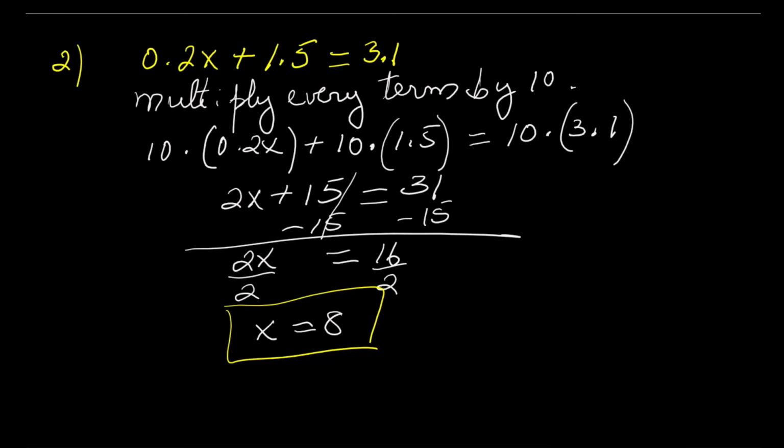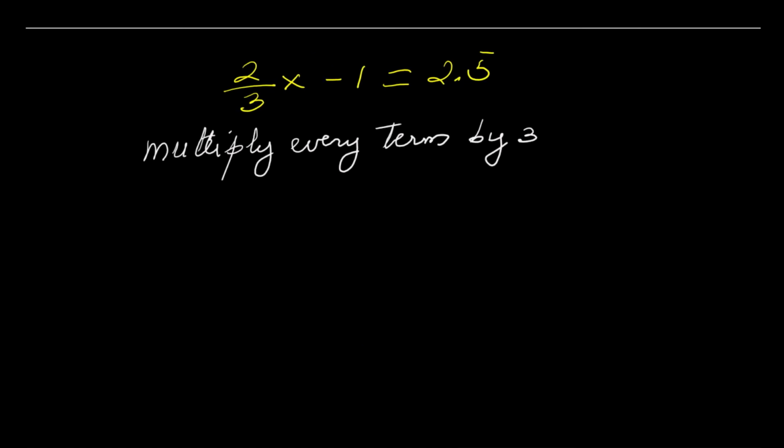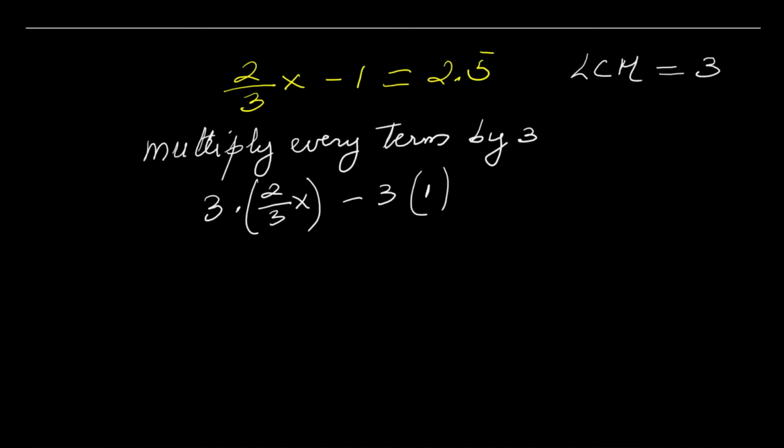Let's try this one. 2/3 x minus 1 equals 2.5. We'll clear the fraction by multiplying every term by 3, because the least common multiple of 3 and 1 is 3. Now we have 3 times 2/3 of x minus 3 times 1 equals 3 times 2.5.